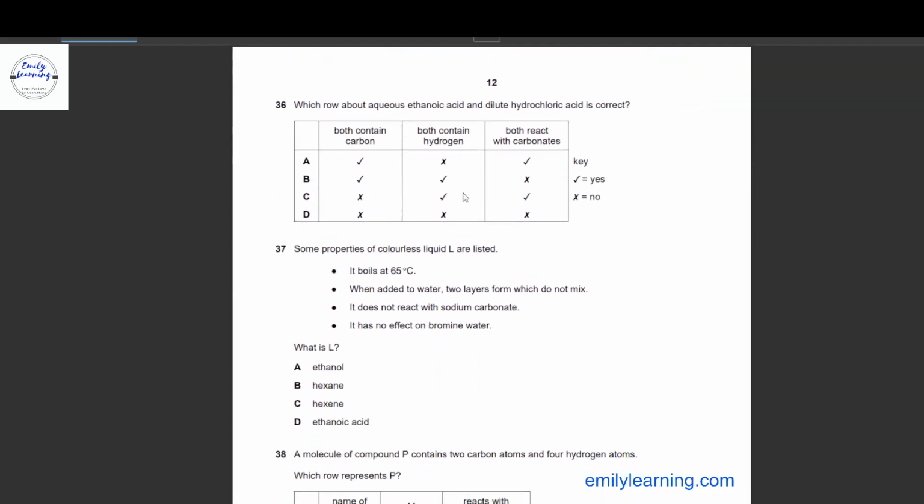Now, moving on to question 36, which row about aqueous ethanoic acid and dilute hydrochloric acid is correct? So, both contain carbon, no. Ethanoic acid is CH3COOH. So, yes, ethanoic acid contains carbon, but hydrochloric acid is HCl. So, no C at all. So, they do not both contain carbon. So, A and B are out already. So, we only need to check C and D.